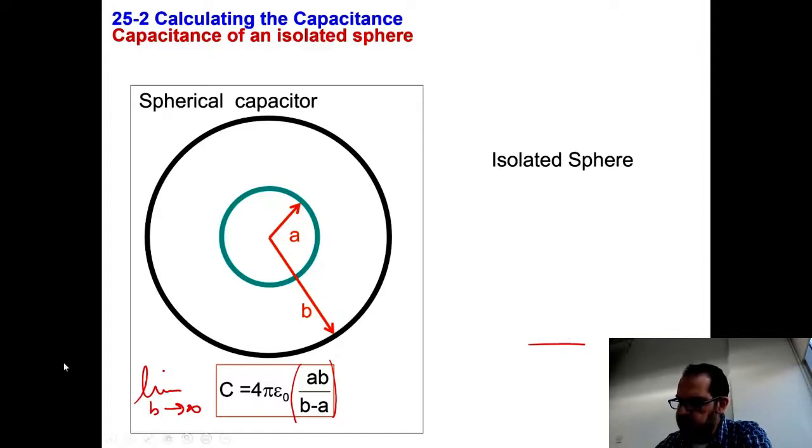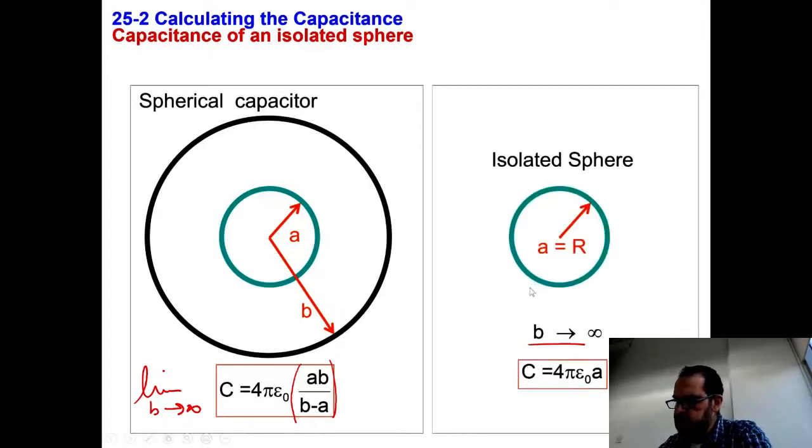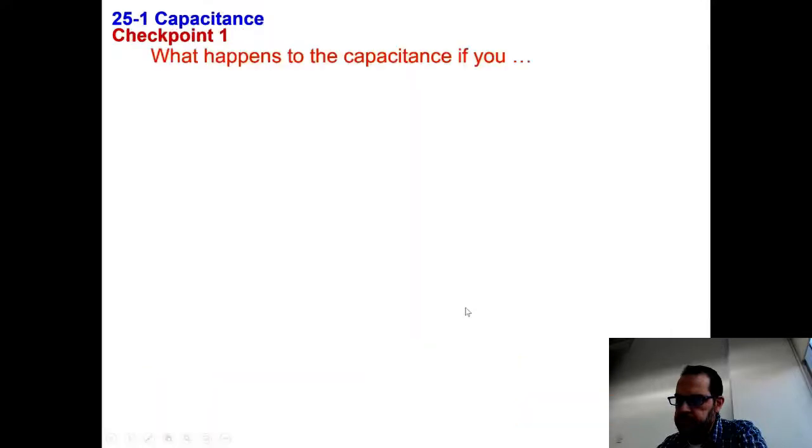So the capacitance of just a spherical capacitor with only one surface is 4 pi epsilon 0 A, where A is the radius of the sphere in this case.